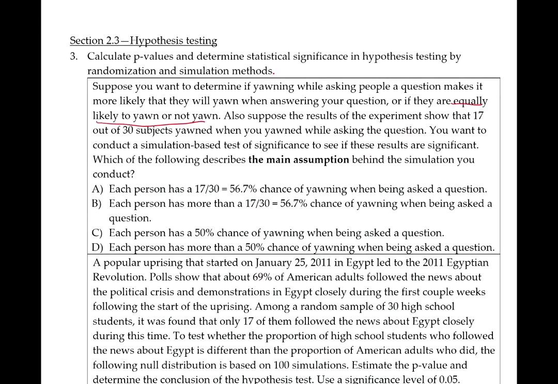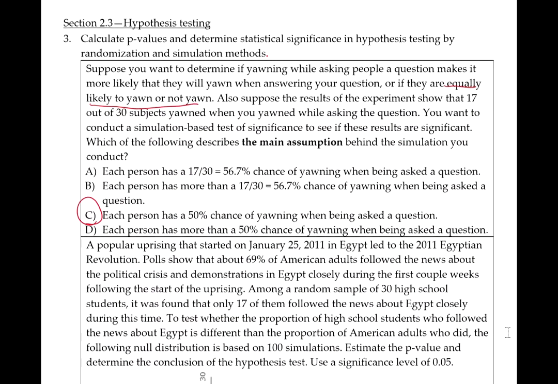Each person has a 50% chance of yawning when being asked a question, or each person has more than a 50% chance of yawning when being asked a question. Again, we base our simulation null distribution on the statement of equality in the null hypothesis. So each person has an equal to 50% chance of yawning when being asked a question. Let's look at another example.